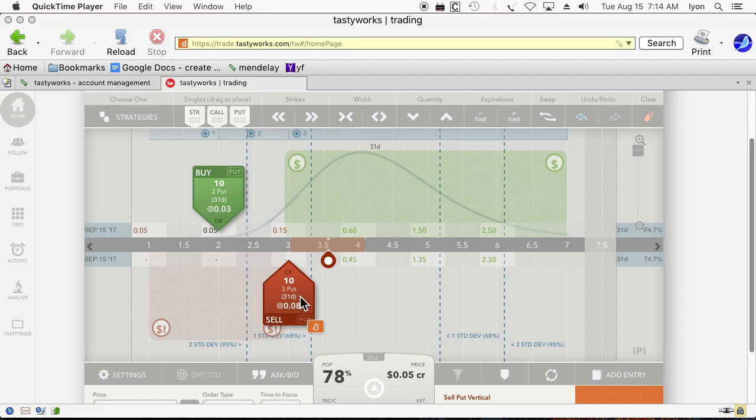puts. The symbol is IPI. This is a company called Intrepid Potash, and you want to balance that against a buy of 10 puts. And so what you're doing is you're creating a vertical put spread, a credit spread, and presumably you're getting paid 5 cents, which is shown here.